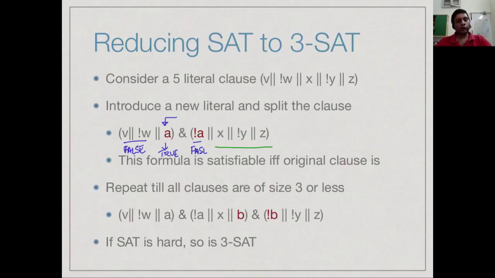If A is false, not A will become true, then I have no obligation on the remaining variables. Right? So the claim is that by this expansion, by splitting away the first 2 variables and adding this intermediate thing linking the 2 clauses, I produce 2 clauses which have the same satisfiability as the original clause.